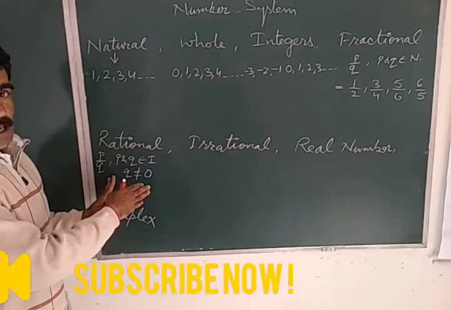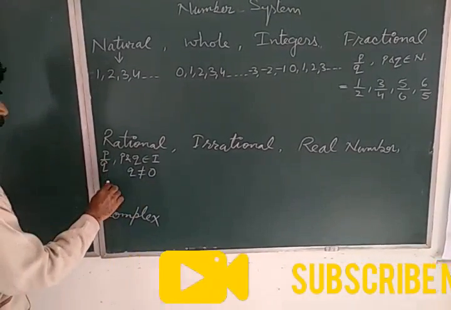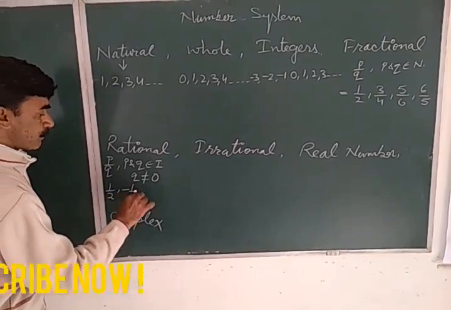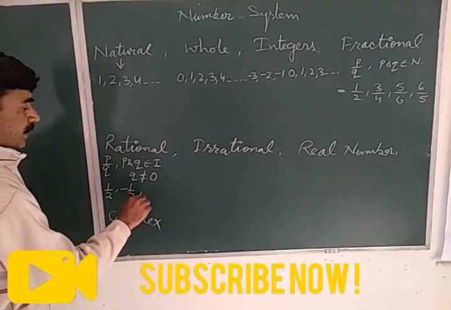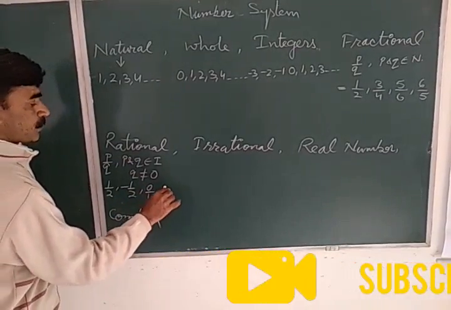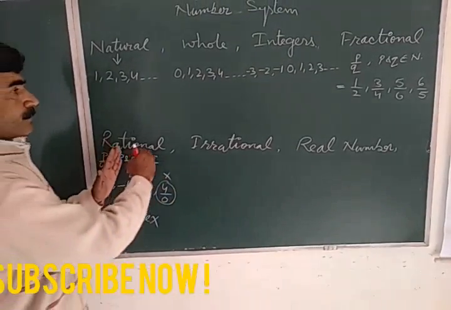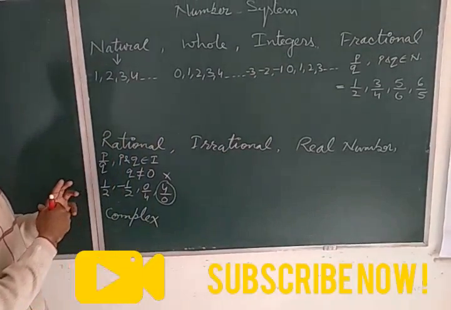Let us understand with the help of examples. P upon Q, you can write 1 upon 2. You can write -1 upon 2 also. You can write 0 upon 4, but you cannot write 4 upon 0. This is the difference between rational and fractional.